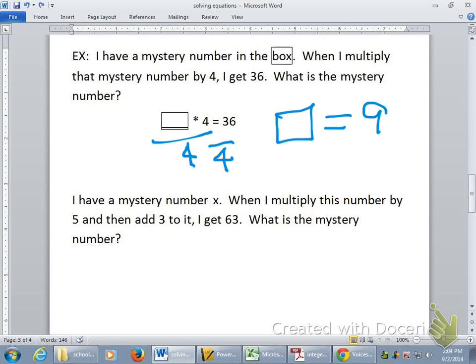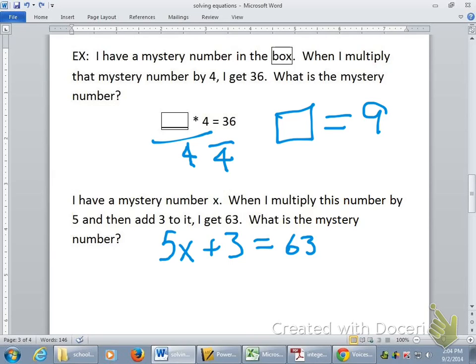This is what it would look like math-wise. They took some mystery number x, multiplied it by 5, made it 5 times bigger, and then added 3 to it. And when they were done doing this work here and tricking it out, they ended up with a 63.